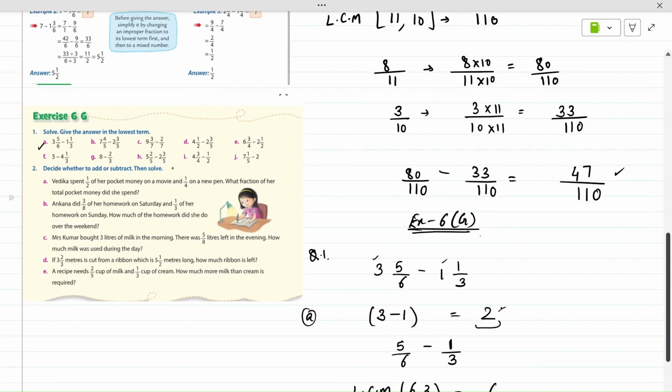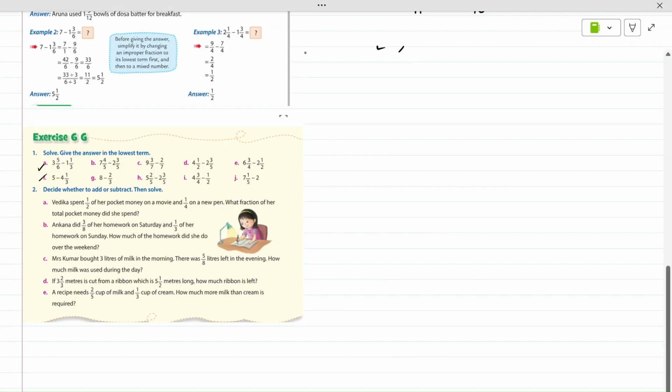Now let me pick another question. These are easy. Let me pick F. Now let us take question F. We have 5 minus 4, 1 by 3. We do not have any fraction here. Let us change this to a fraction by writing 1 in the denominator. And here let us change this to a normal fraction. This will be 3 into 4 is 12 plus 1, 13 by 3.